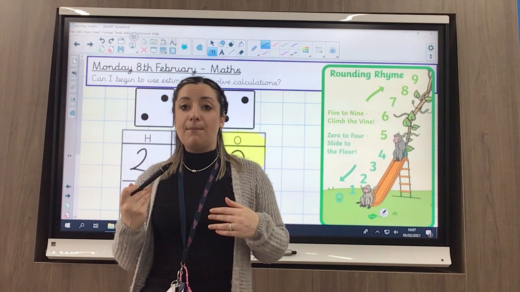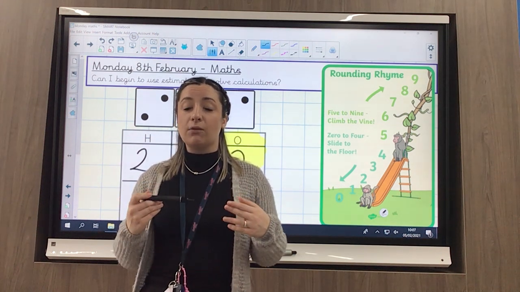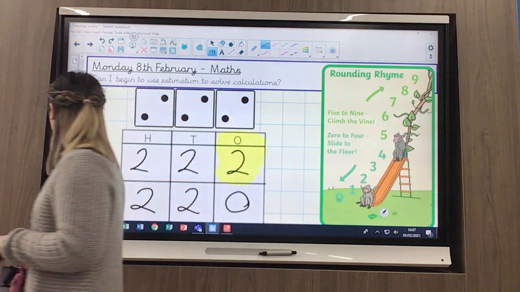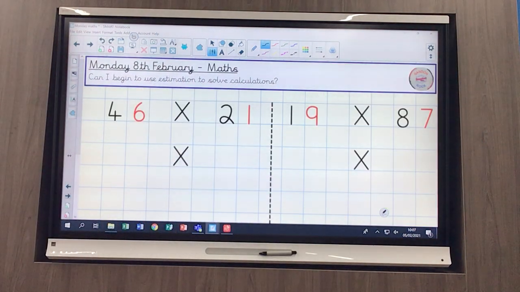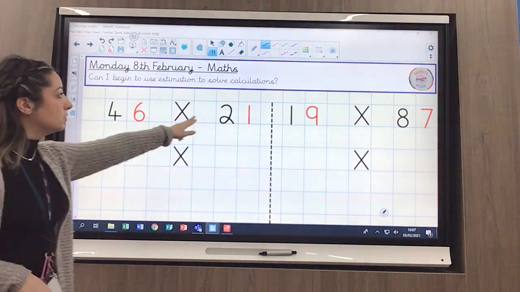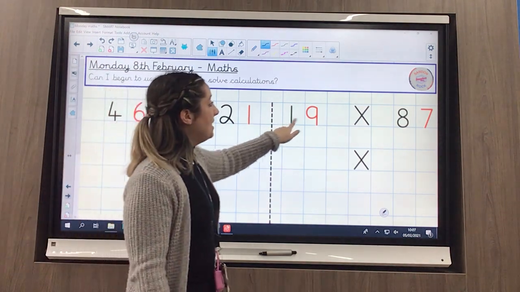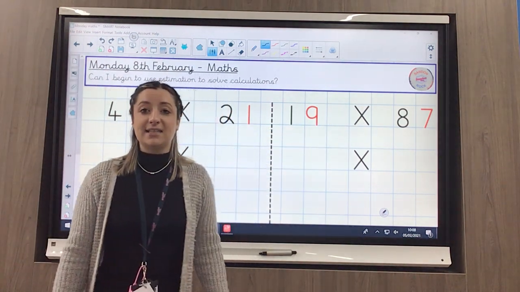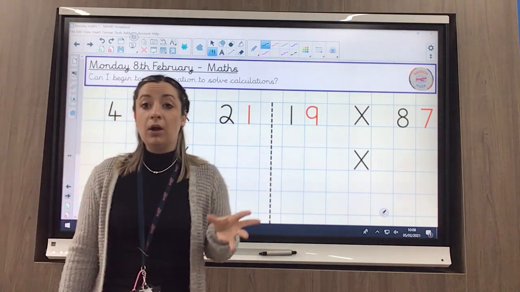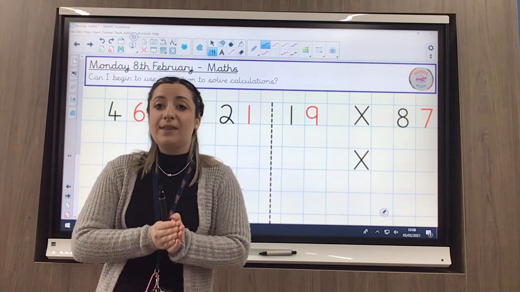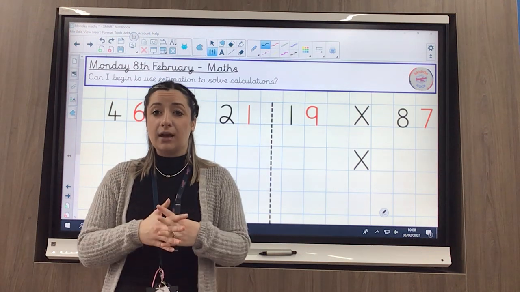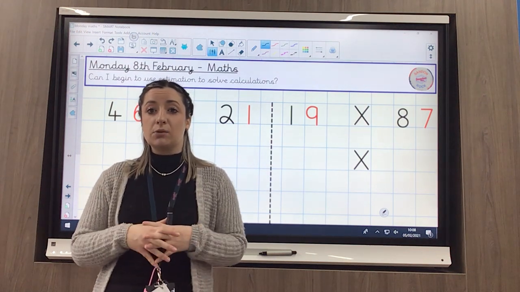Now I'm going to go a little bit further into detail, and we're going to round, but we're going to do it in a multiplication and division sentence. Okay, so I've got 2 multiplication sentences on the board. I've got 46 multiplied by 21, and I've got 19 multiplied by 87. What I'm going to do on the board is round my numbers, which will give me a good estimate of what the answer is going to be. So rounding and estimating work really well together because their methods are so closely related.